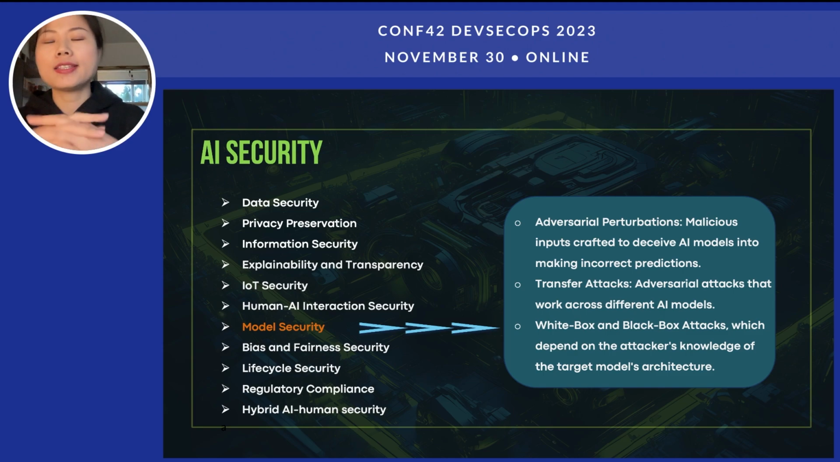And so first, adversarial perturbations, like malicious inputs crafted to deceive AI models into making incorrect predictions. Also, transfer attacks, like adversarial attacks that work across different AI models. And for example, white box and black box attacks, which depend on the attacker's knowledge of the target, like the model's architecture.